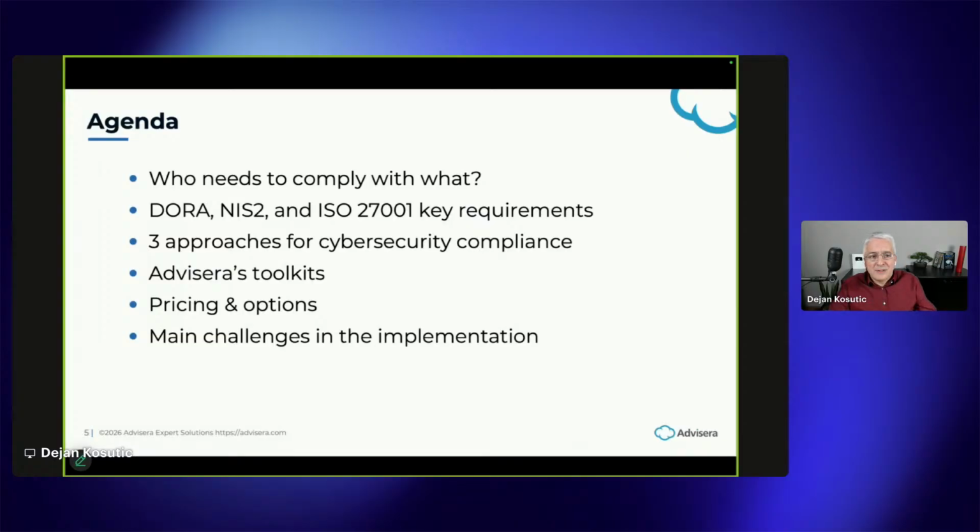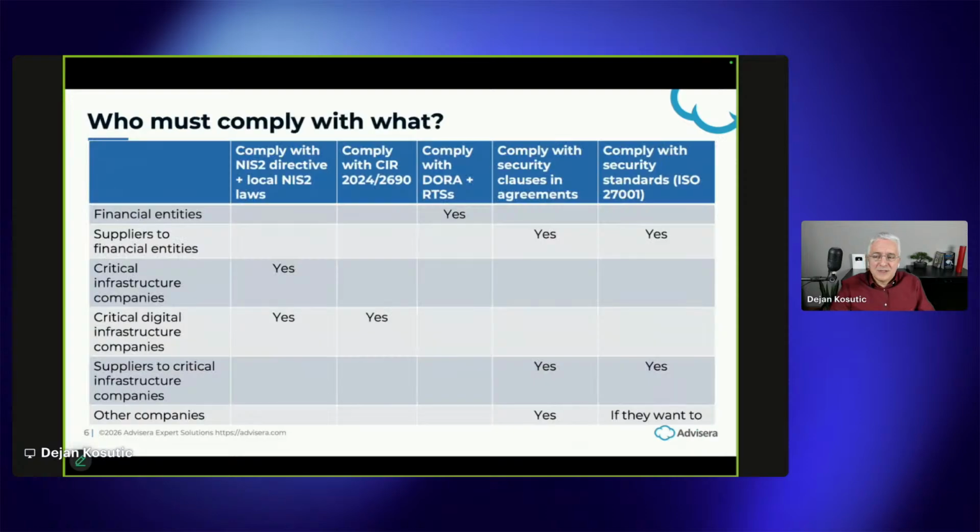Okay, so let's start with this table, which explains who needs to comply with what. Here in this column you see NIS2, so I'll start with NIS2. This is a European directive for critical infrastructure companies in the European Union. Basically it says the following.